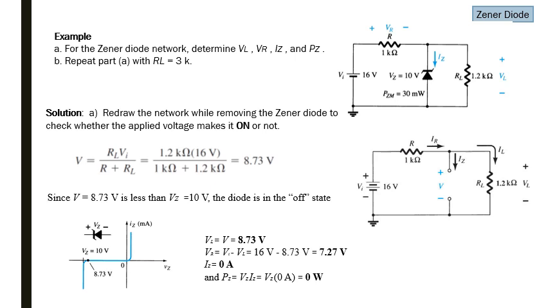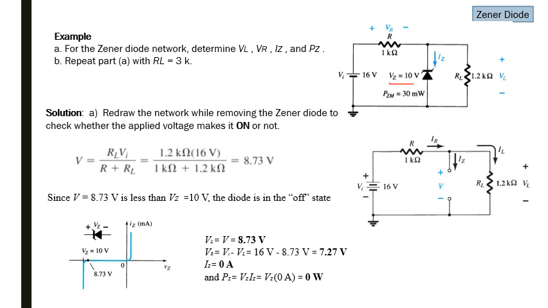So for the first step, we redraw the network while removing the Zener diode to check whether the applied voltage turns it on or not. To remove it, we replace it with an open circuit and find the voltage V at this point to see whether V is greater than or equal to this fixed value of Vz, and from that we can check whether the diode is on or off.